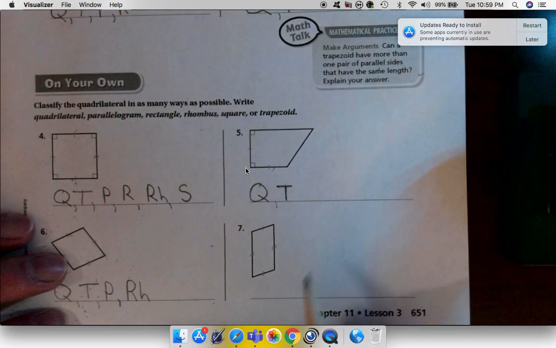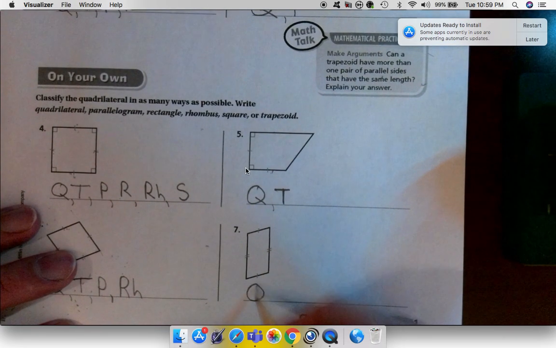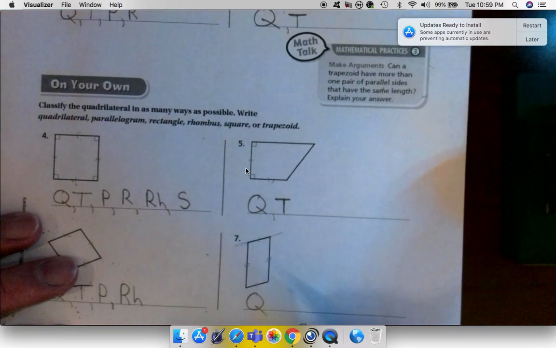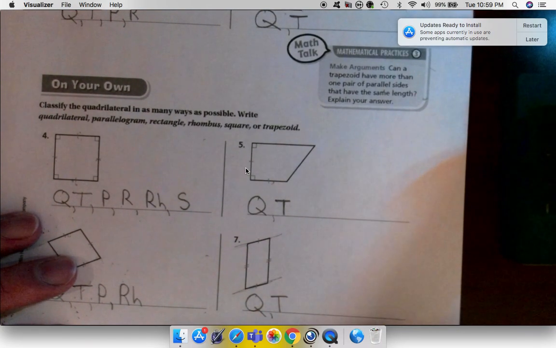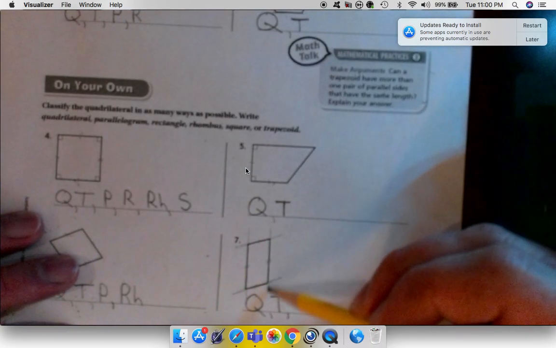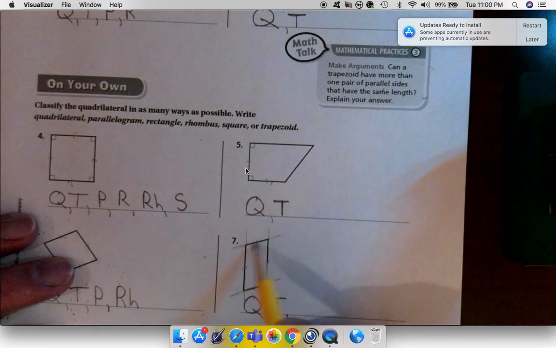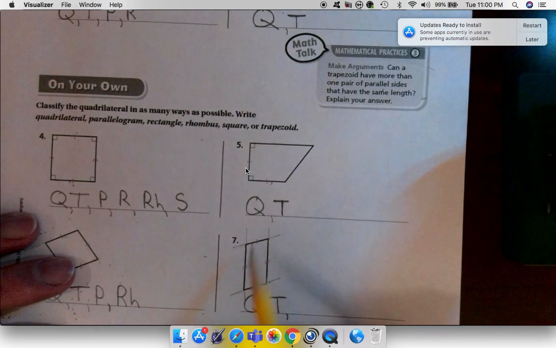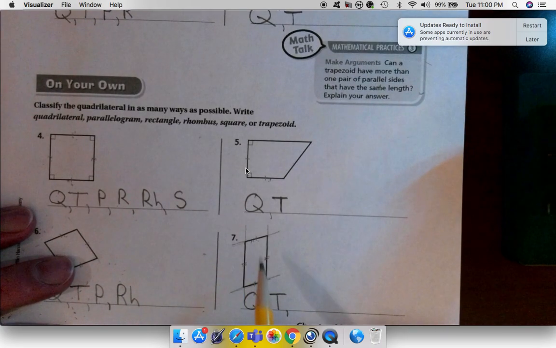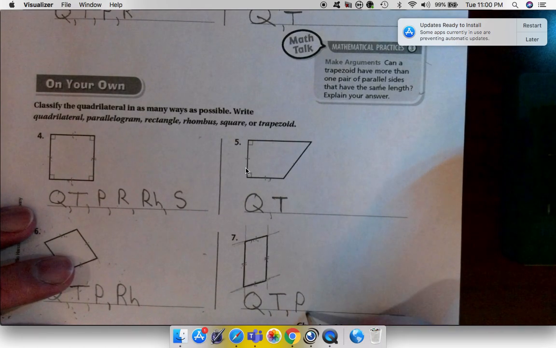Number 7. I know I have 4 sides. I know top and bottom are parallel. So there's my trapezoid. Left and right are parallel. Top and bottom are parallel, those are opposites. Left and right are parallel, those are opposites. Are they congruent though? Top is congruent to bottom, left is congruent to right, so yes, I am a parallelogram.